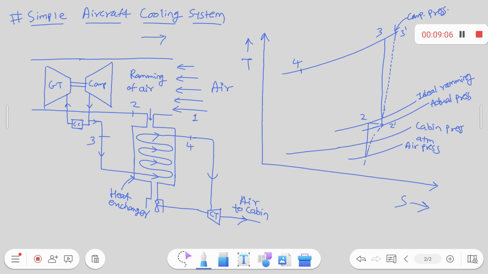Then next, 4 to 5 is what? Isentropic expansion inside the cooling turbine, where pressure and temperature are reduced. But actual case will not be isentropic. Isentropic means what? Reversible adiabatic, which is not possible. So whatever temperature drop that we expect, that drop will not be achieved. So the actual case will be like this. 4 to 5 dash. Right?